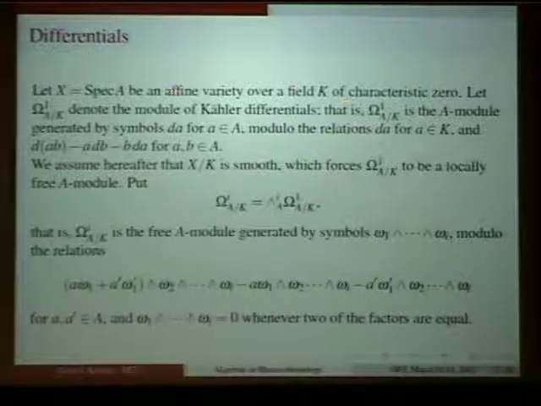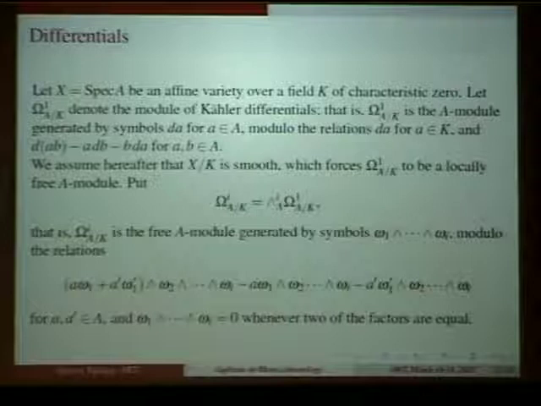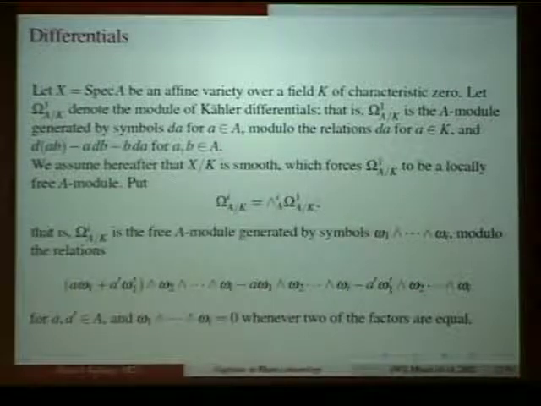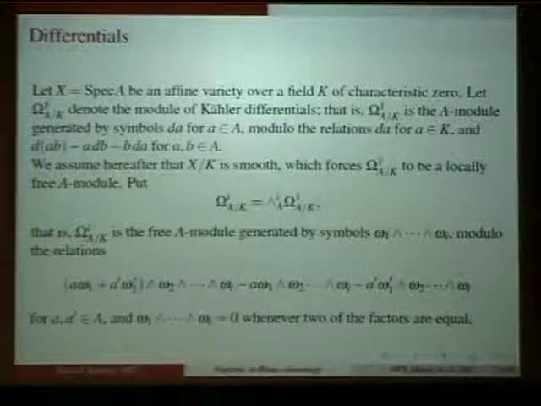So I have an affine variety over a field K of characteristic 0. X is my variety, and A will be its coordinate ring. A is a quotient of a polynomial ring over the field K in some finite number of variables. Omega 1, or sometimes just omega, is going to be the module of Kähler differentials.